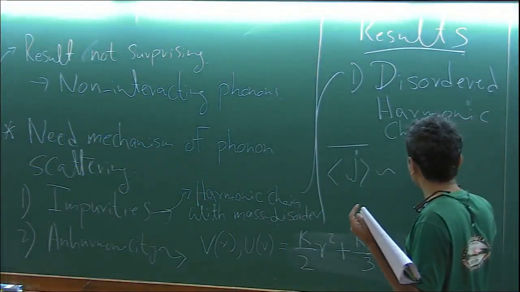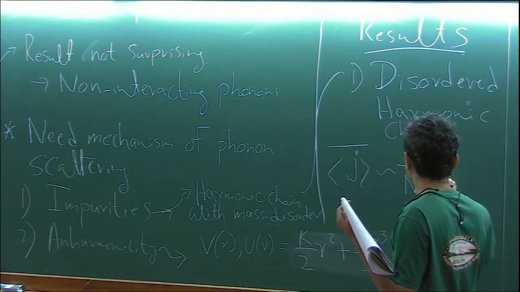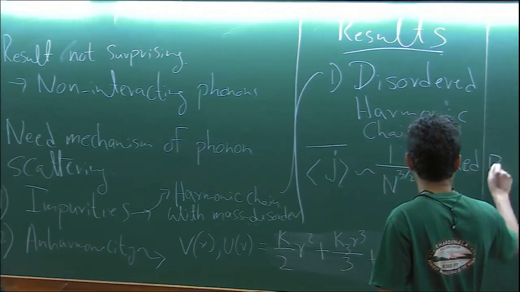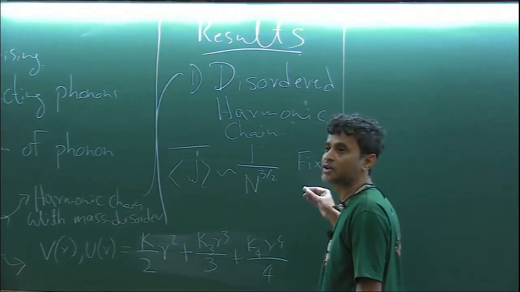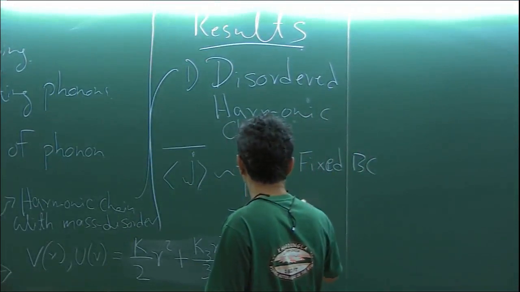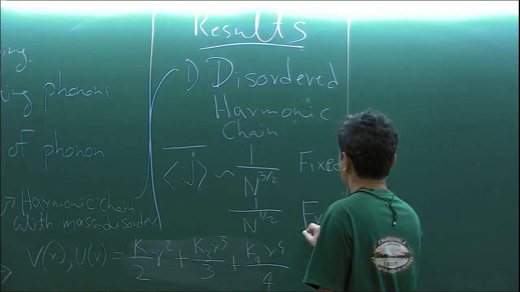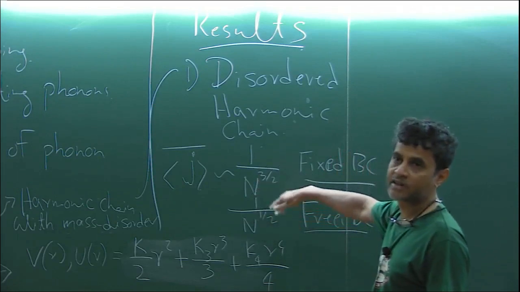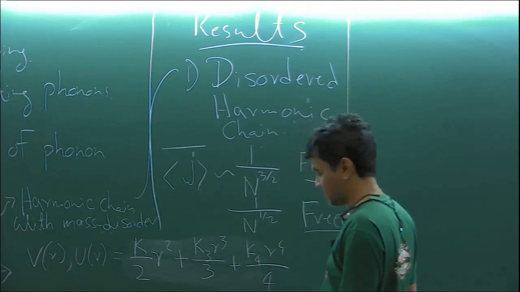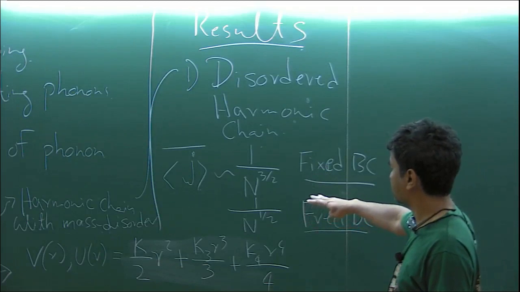What you can show is that depending on boundary conditions, you get something like N to the power 3/2 for fixed boundary conditions. Yesterday I discussed this idea of fixed and free boundary conditions. And you get 1 over N to the power half for free boundary conditions. These results can be understood very neatly, and I'll describe how. These are rigorous results. So for a disordered harmonic chain, whatever you do, you don't get Fourier's law.